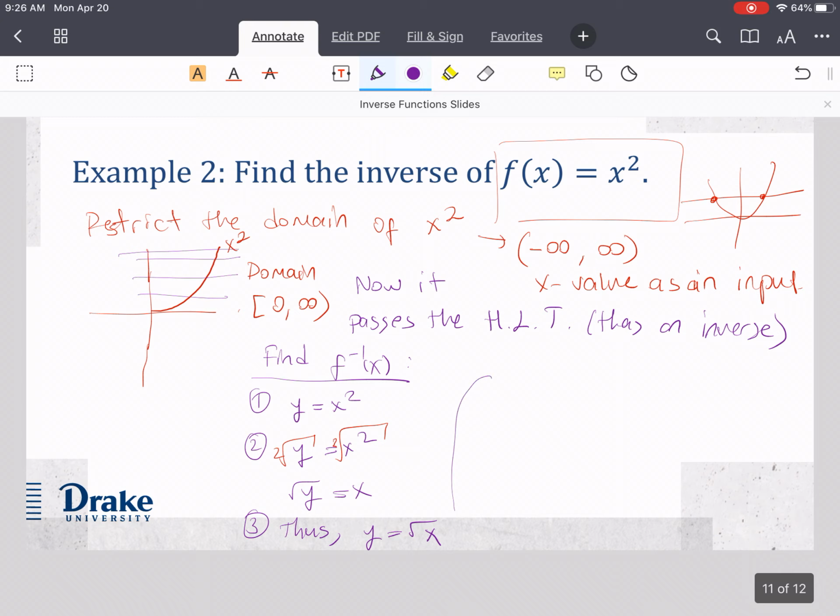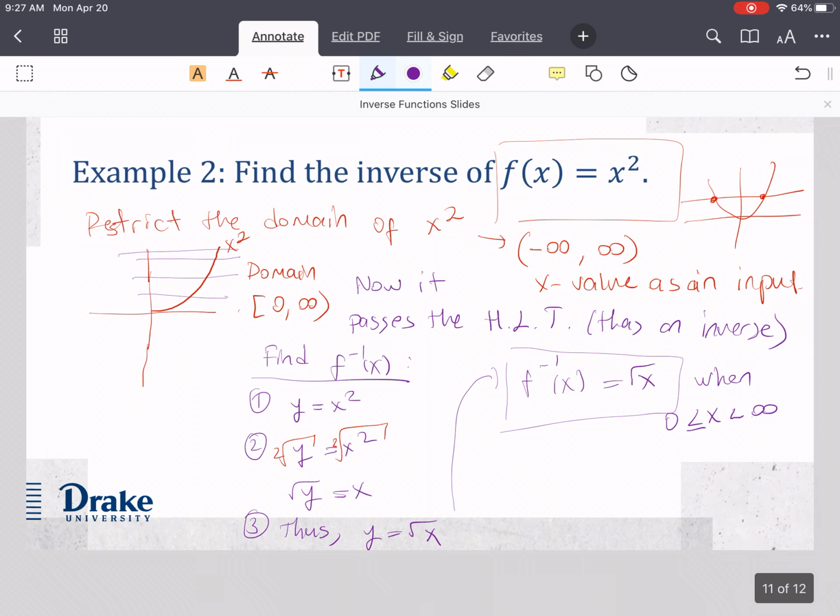So what that means is that then f inverse of x has to be square root of x when x is from 0 to infinity, because that's the domain that I used. So therefore, square root function is actually the inverse of x squared.